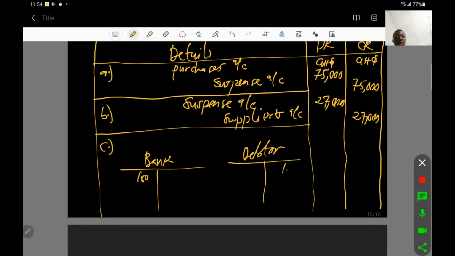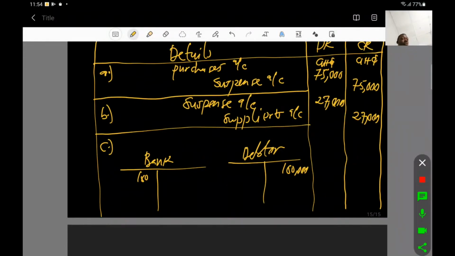they also recorded it at the credit side of the debtor, because once payment is done, you credit the giver, then you debit the receiver. So the bank is receiving, so we debit the bank, and then the debtor is the one giving, so we credit the debtor, and that's what the business actually did, and that's an error. Actually, you shouldn't record. So for you to cancel that error, what are you going to do?